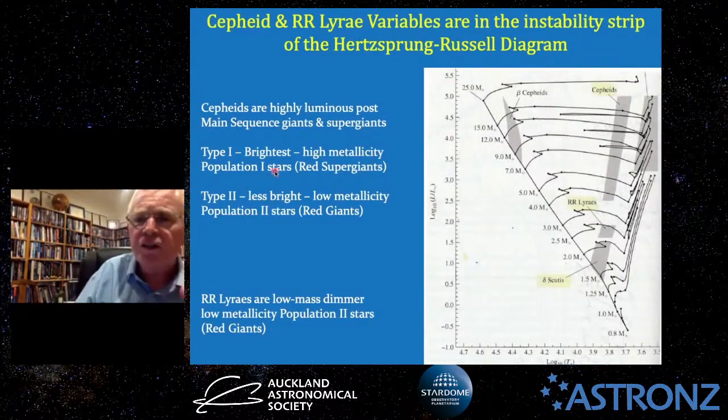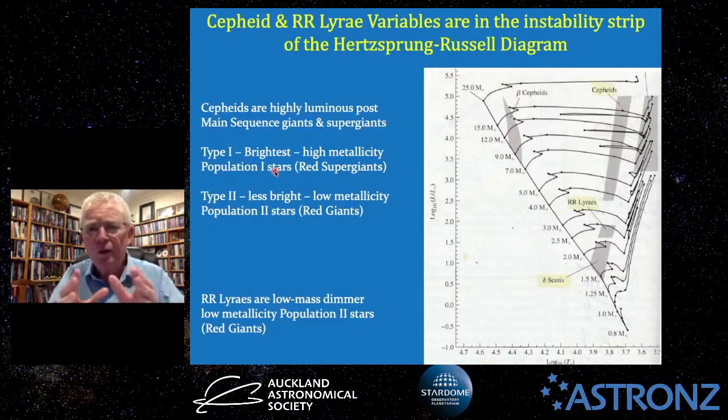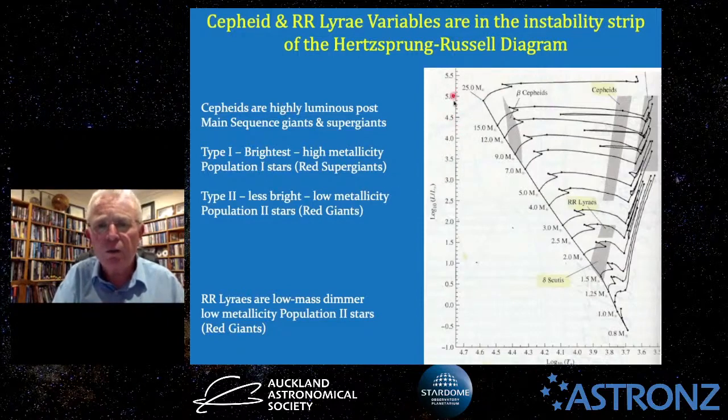So I put this in here just to show you, some of you might be thinking, well, where do they fit on the Hertzsprung-Russell diagram? And if you're relatively new here, we've got a whole talk on the Hertzsprung-Russell diagram. It's just a diagram that shows the luminosity or brightness down the y-axis, as a function of the temperature of a star.